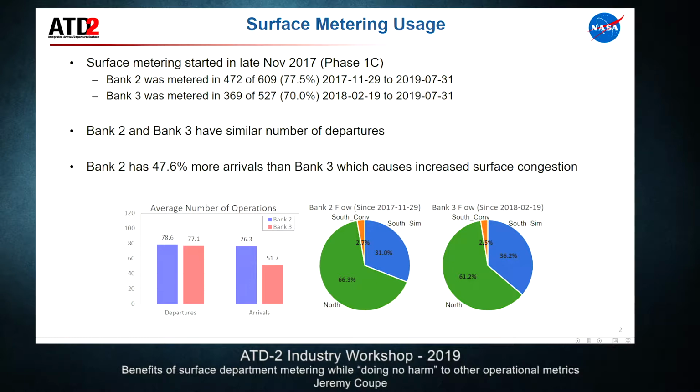As we mentioned earlier in the previous session, the north flow operations are much less complex than south flow, because the ramp is right next to those departure queues in south flow, and so it really causes a lot of complexities. The fact that we're in north flow 66% of the time, I think, makes life a little bit easier for the controllers and also for the surface system.